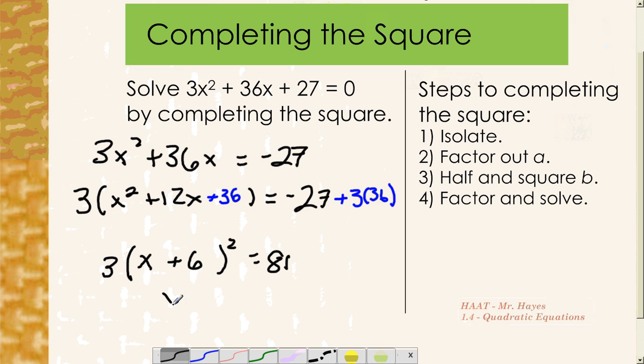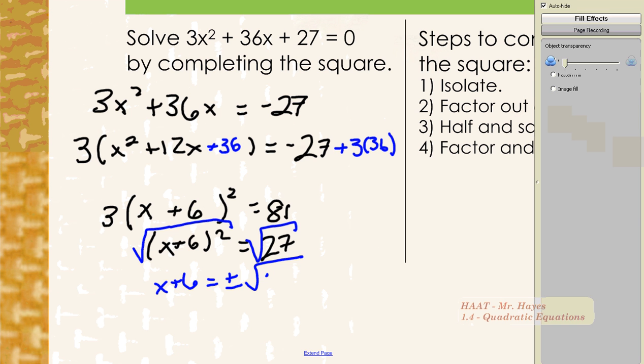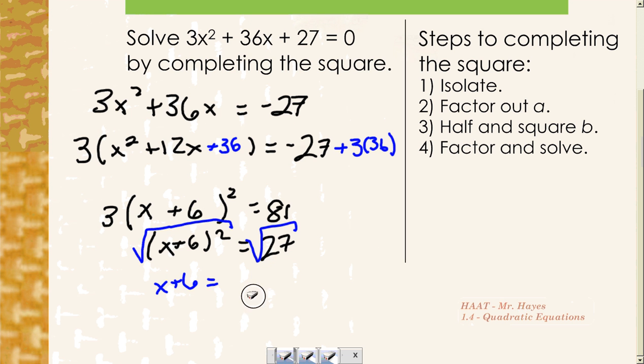So then to solve this, you can divide both sides through by 3. So that's going to become 27. And then take the square root of both sides. So x plus 6 is going to equal plus or minus the square root of, oops, you know what, I'm going to simplify that. Do you have to simplify these things? Yes.